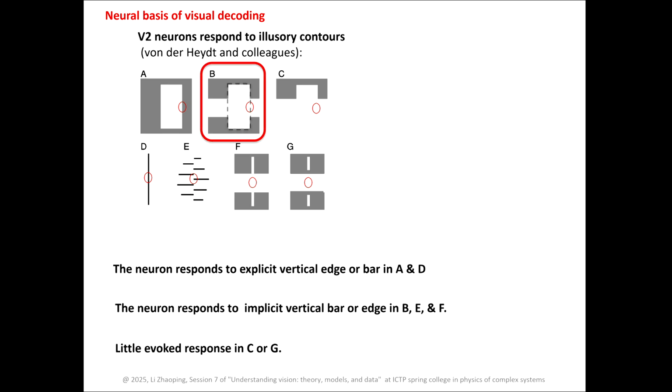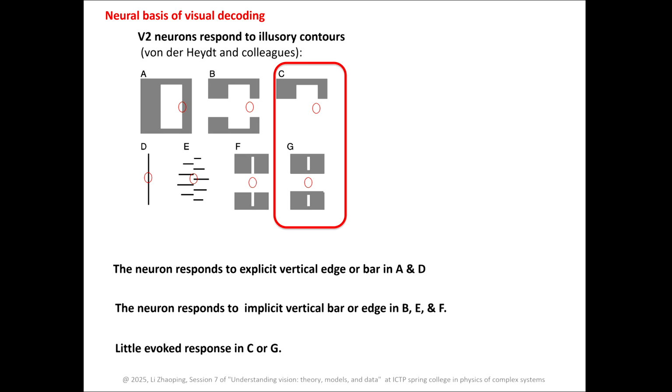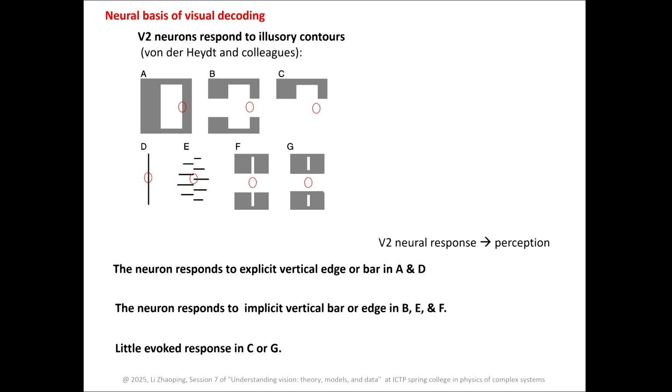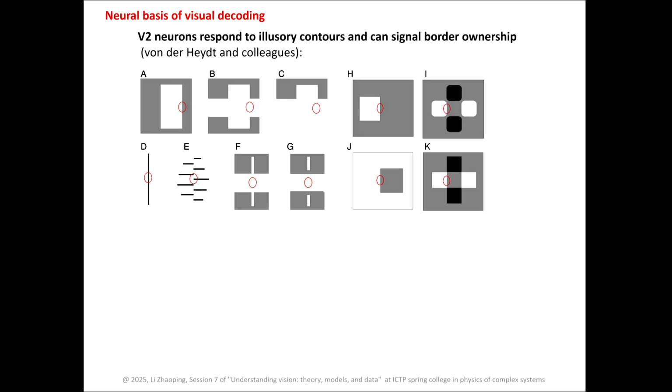This is because visual decoding lets us see a rectangle here in B. Its right vertical edge passes through the receptive field, and a vertical texture border here in E, and a white bar extending here in F, but no border or edge is perceived inside the receptive field in C or in G. So therefore, this V2 neuron's response corresponds to our perception, which is the outcome of visual decoding. And this is regardless of whether our perception arises from an explicit vertical edge or bar, or just implicit or inferred ones. A V2 neuron's response can also depend on whether a border belongs to one or another perceived surface.